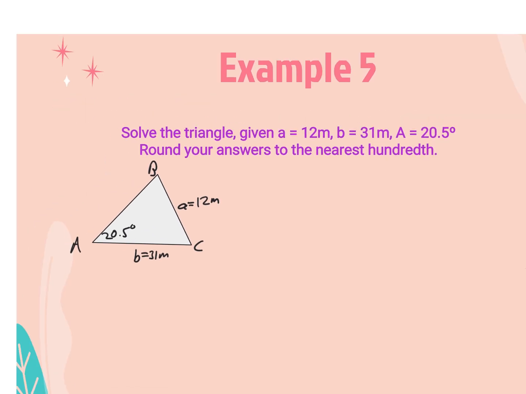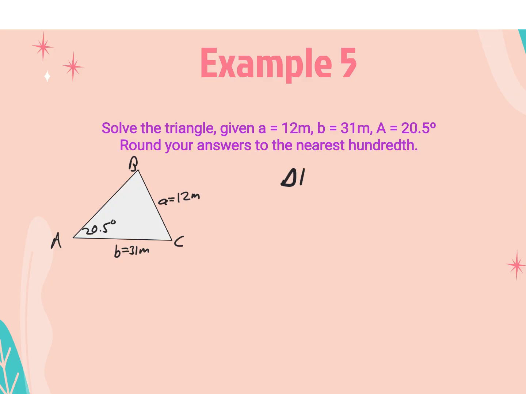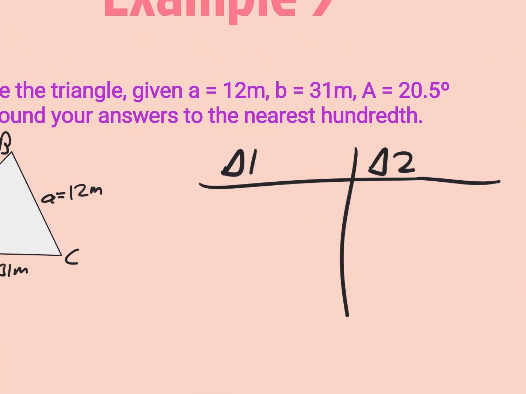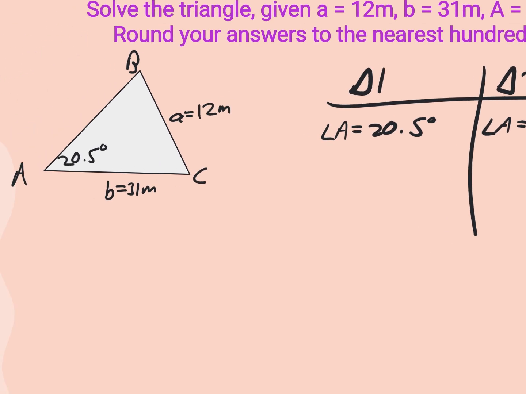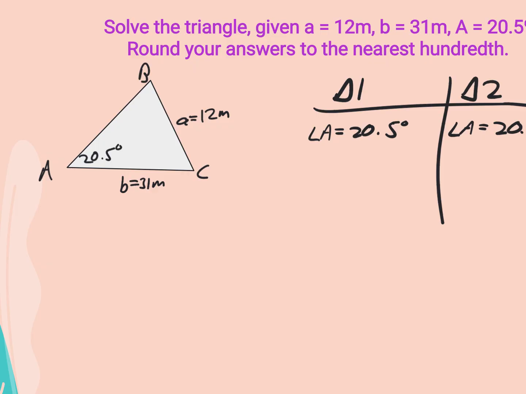All right, this is a non-included angle, so I'm going to draw the chart with the two triangles. Anytime we have this case, we're going to assume that there are two triangles, unless we find otherwise. The angle that you're given is 20.5, so I'm going to write that down. Angle A is 20.5 degrees. You're given that, so you're going to write it for both of them. And then just like before, we can find angle B. So why don't we do that?